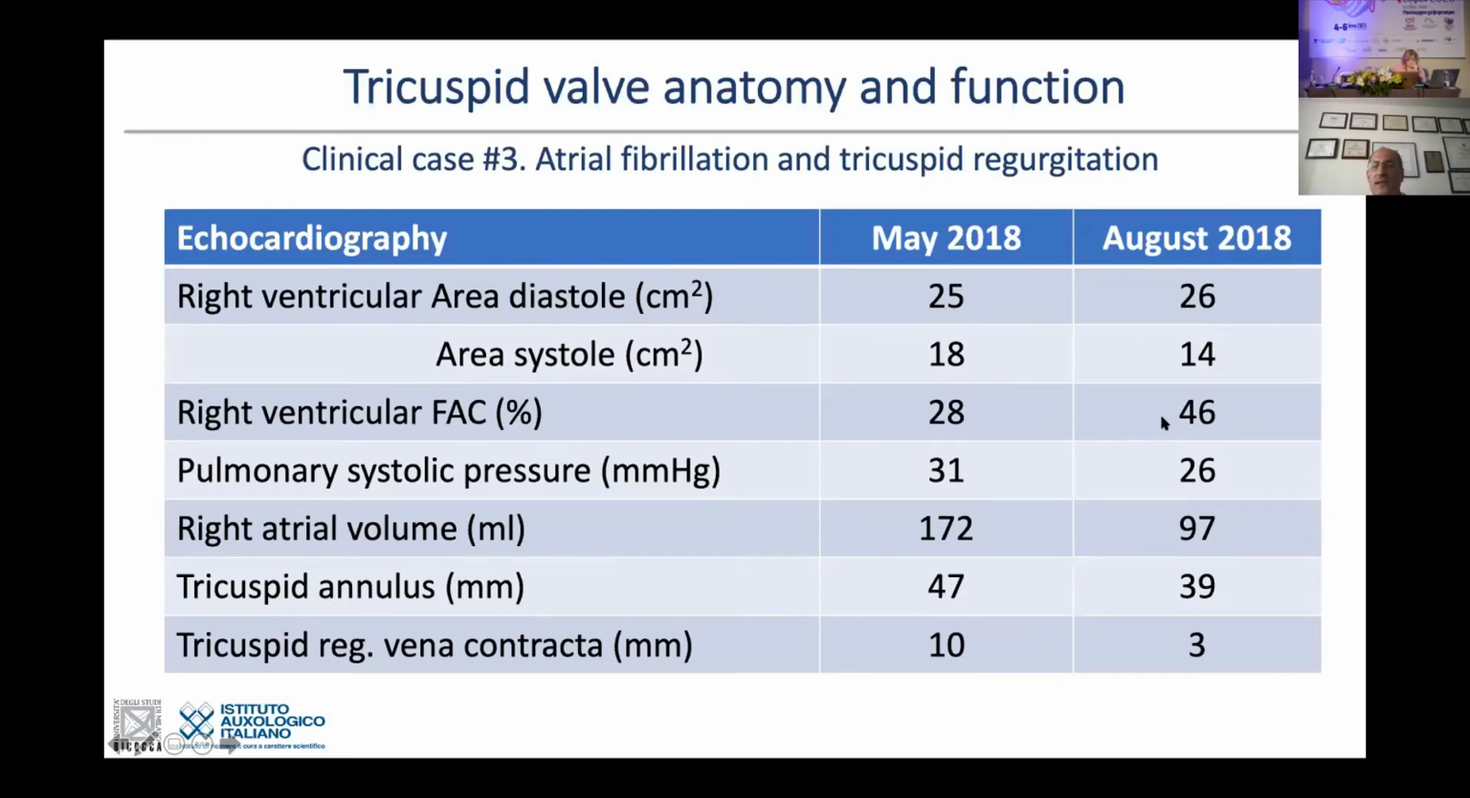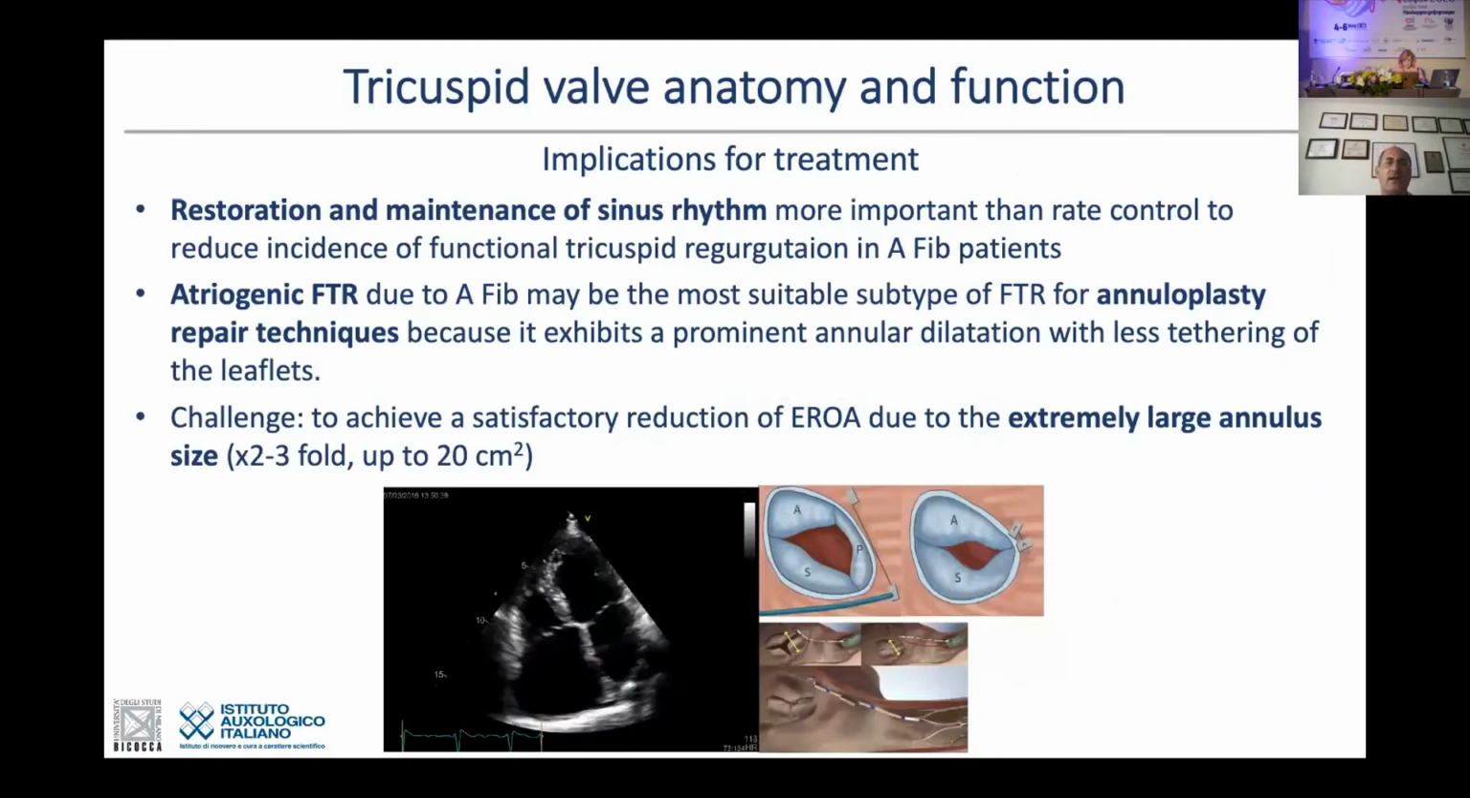Of course, with the sinus rhythm, the function of the right ventricle improved a little bit. There was not that much change in pulmonary systolic pressure. What changed was the volume of the right atrium that almost halved after the cardioversion in sinus rhythm, and this was associated with the reduction of the tricuspid annulus size and of the severity of the tricuspid regurgitation.